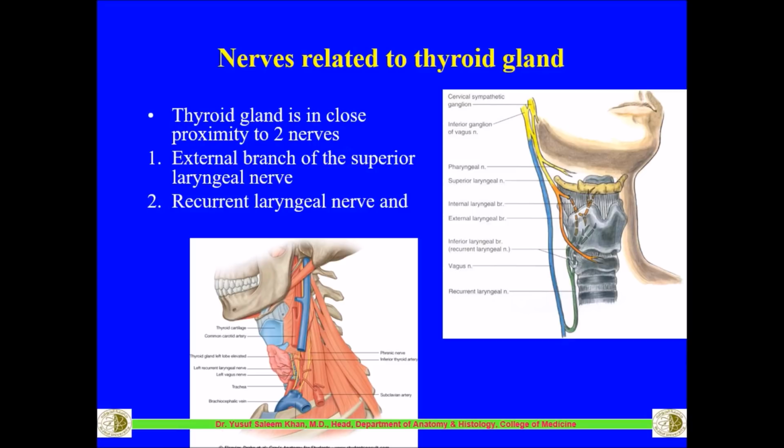It supplies all the muscles of the larynx as well as the mucous membrane, the sensory part below the vocal folds. So that's why these two nerves are very important, and these are in close relation to the thyroid gland. So the surgeon should be very careful, especially when doing surgeries on the thyroid gland. As I said before, both are branches from the vagus nerve.